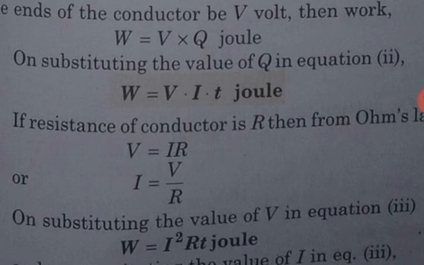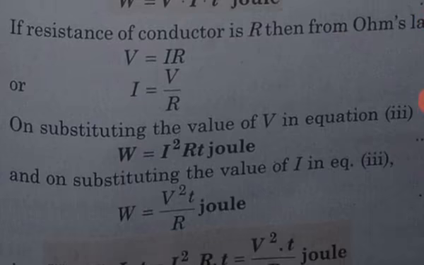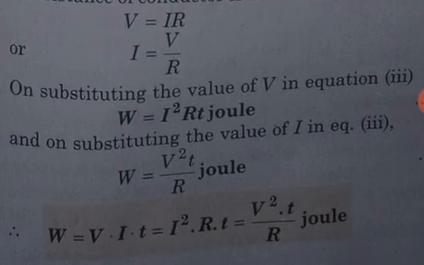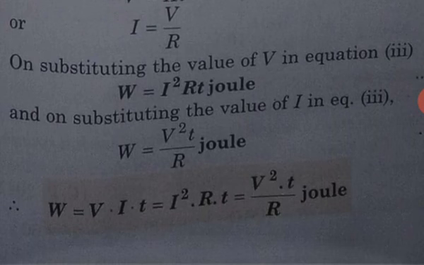And if the resistance of the conductor is R, then by Ohm's law V is equal to I R, or I is equal to V upon R. Putting the value of V in the third equation, W is equal to I square R t. So, W is equal to V I t, or I square R t, or V square t upon R.